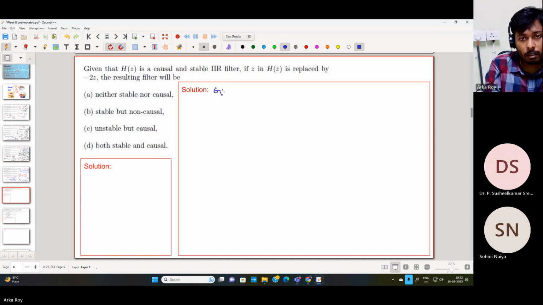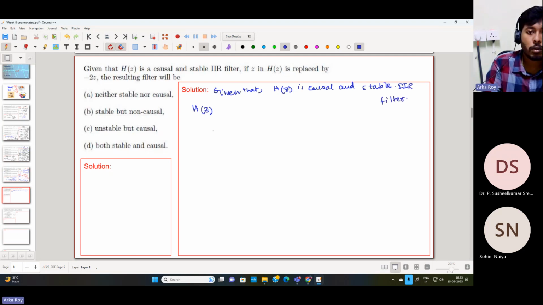Given that H(z) is a causal and stable IIR filter, I can write that H(z) is equal to the summation, n equals minus infinity to infinity, of the corresponding impulse response, or the unit sample response if I am being very specific about the discrete domain nomenclature, h of n, multiplied with z to the power minus n.